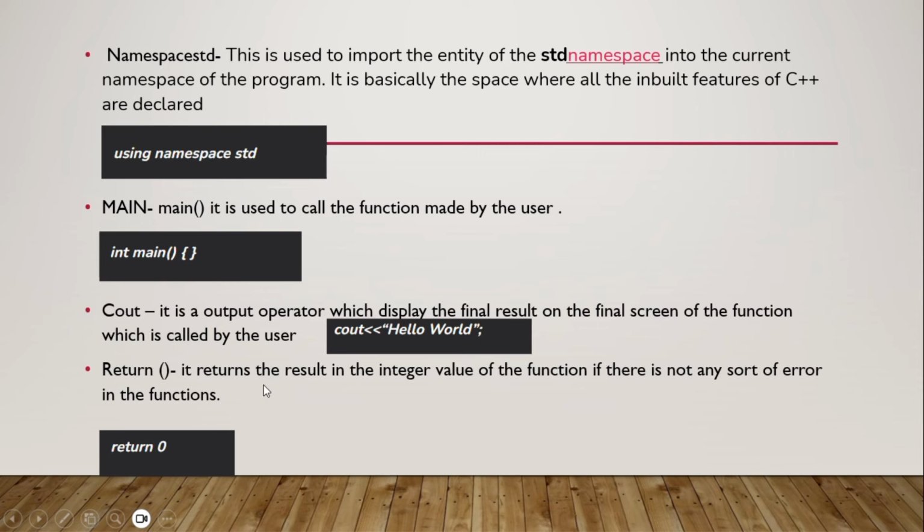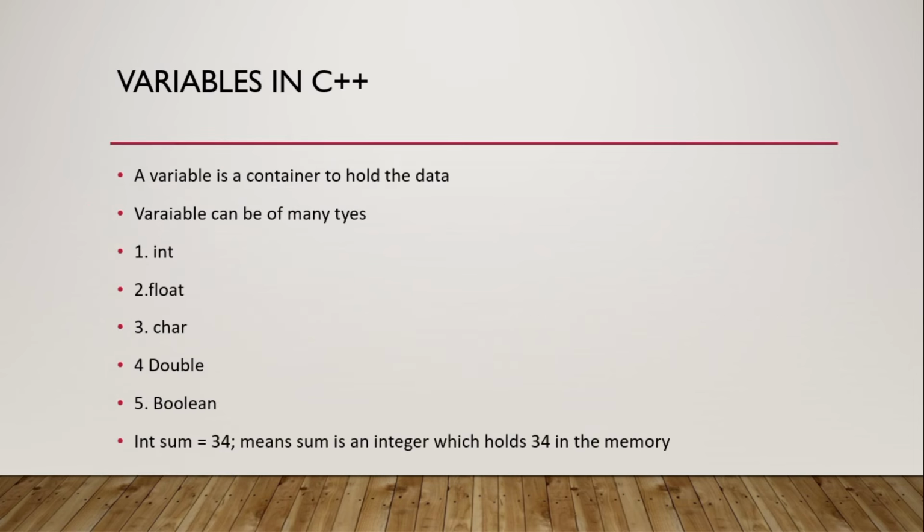Return returns the result as an integer value of the function if there is no error in the function. Like return, you have seen in the syntax slide, I have mentioned return 0, so it will only return that value when there is no error in the function.